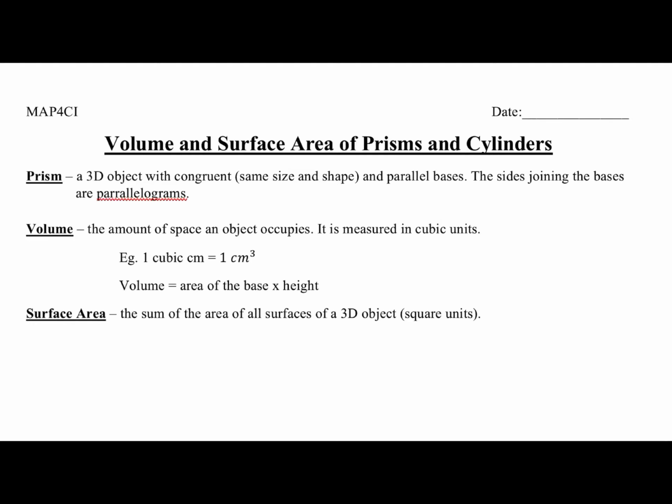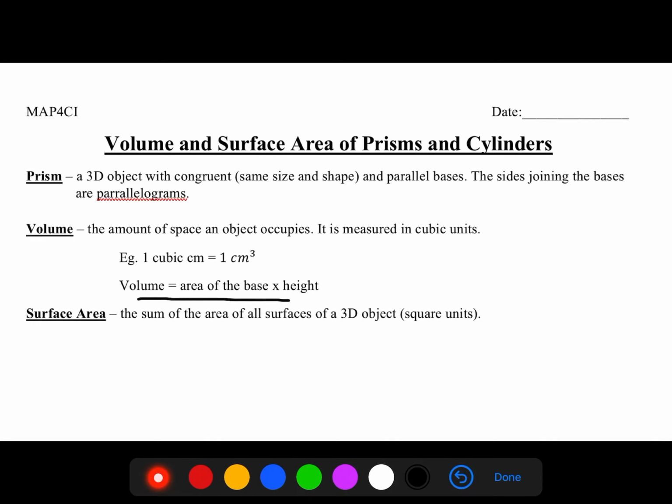The base on the bottom and the top are the same size and shape, which means they're congruent. And between those sides, we have parallelograms in the case of a prism. And so all of the volumes that we're going to look at in this case, and remember, volume is the amount of space an object occupies. So what would it take to fill the object, and is measured in cubic units.